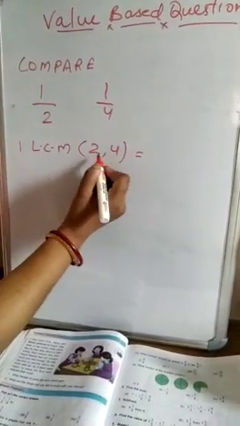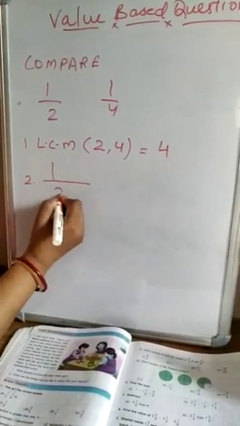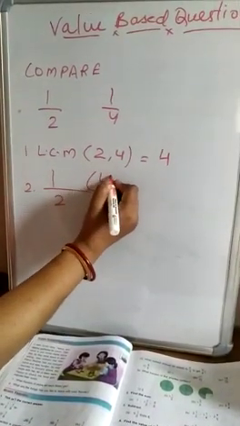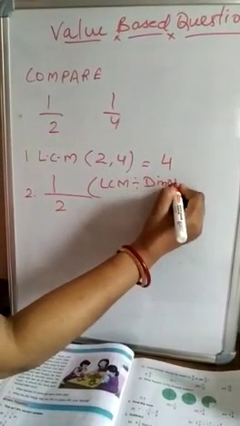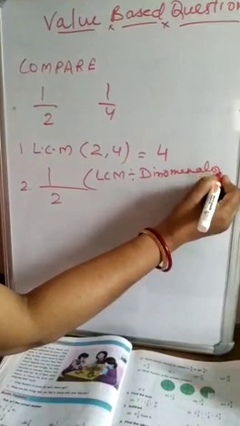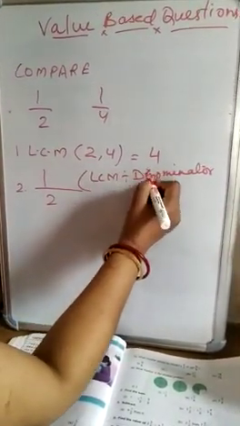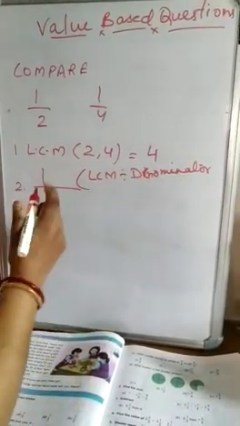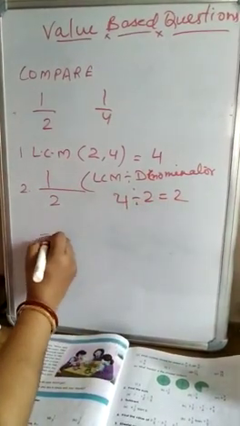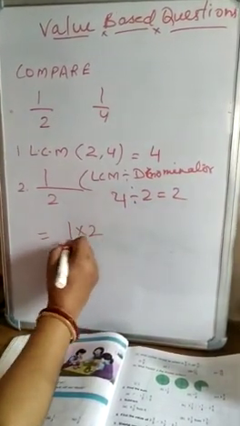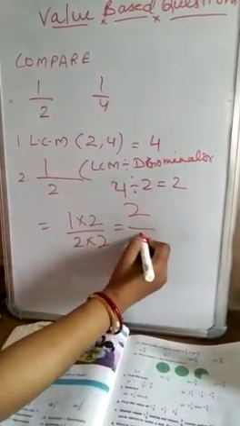So what is the LCM of 2 and 4? It is 4. Now the second step: convert 1 by 2. How will we convert? Divide the LCM by the denominator. So 4 divided by 2 is equal to 2. Now we will multiply the numerator and denominator by 2. So it equals 2 by 4, right?